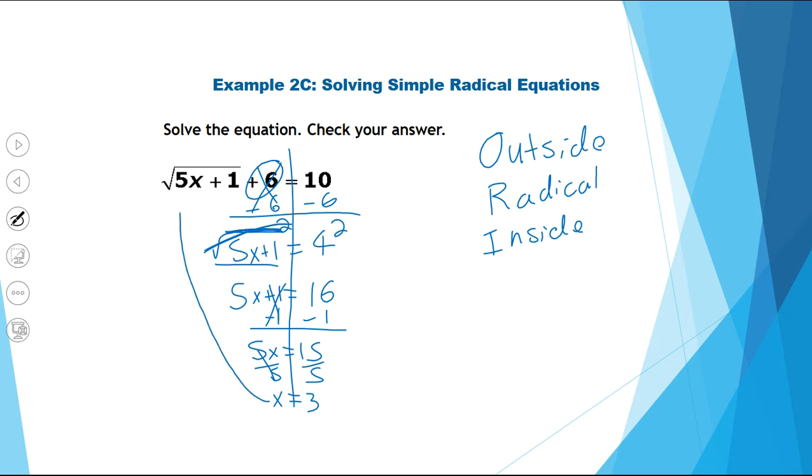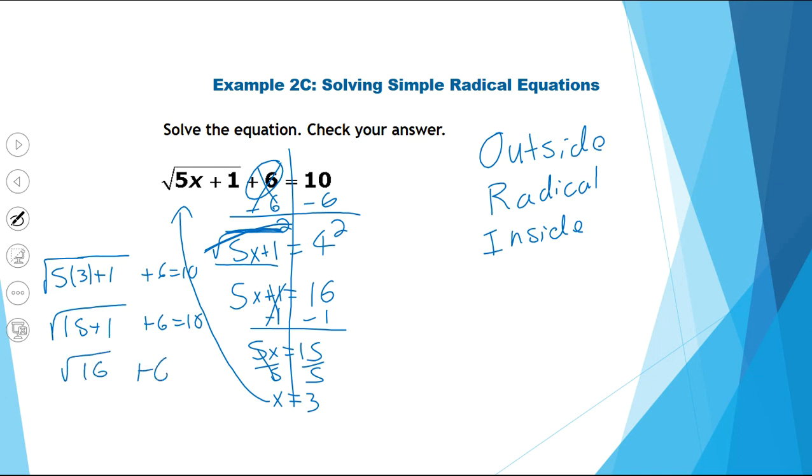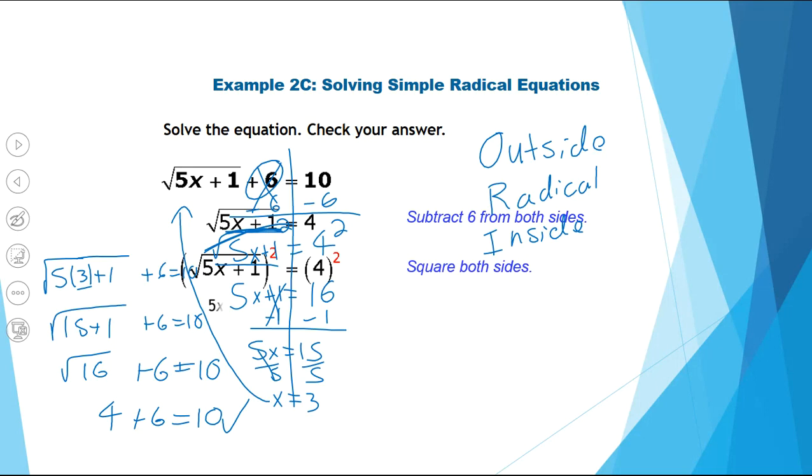Alright, again, if you're ever curious, you can always plug it in to see that it works. The square root of 5 times 3 plus 1, plus 6 equal to 10. Well, that would be the square root of 15 plus 1, plus 6 equal to 10. Square root of 15 plus 1 is 16. This is me just plugging it in to check. You don't have to do this, but it is kind of good. Square root of 16 is 4, and 4 plus 6 equals 10. That's true. So, again, that's just me plugging it in to see that it works. Okay?